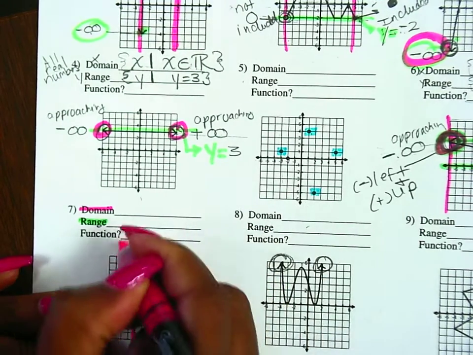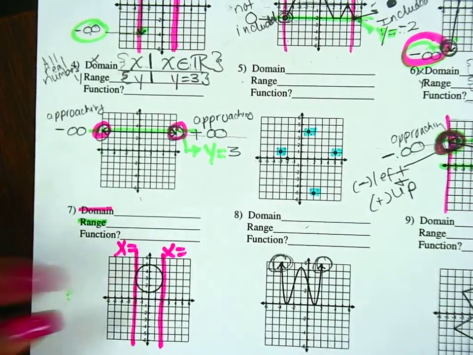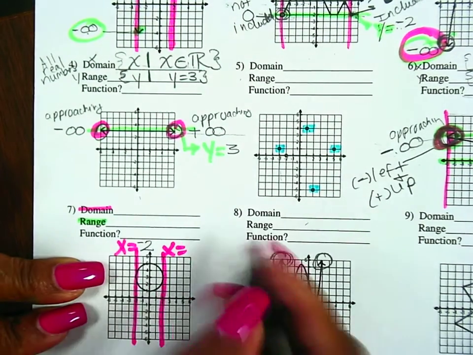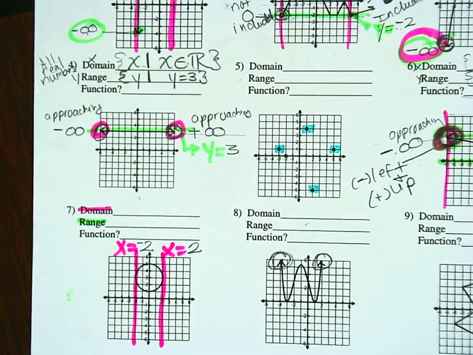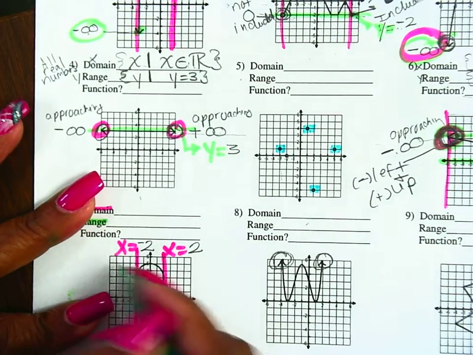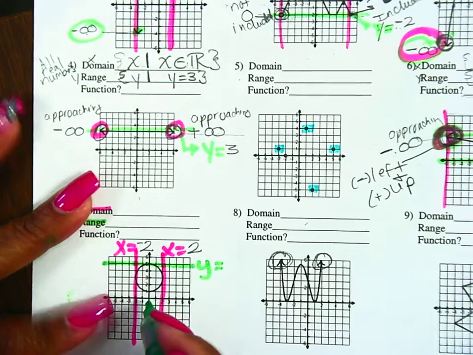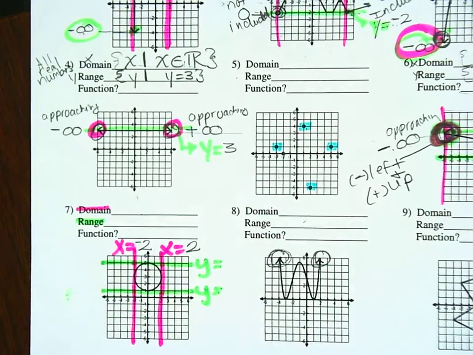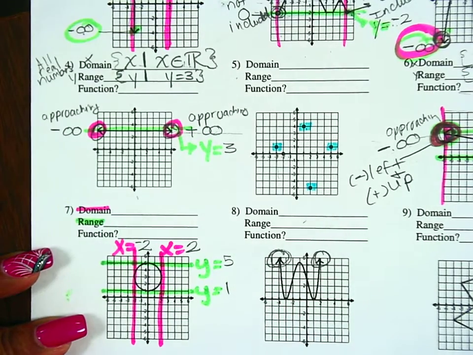So here we have x equals. How far did I go to the left? I went to x equals -2. It just goes to -2. Then to the right, it goes to +2. Then I'm going to go ahead and fence it in. For the upper bound, how high does it go? What is the maximum? It's y equals 5. And how low does it go? Y equals 1. So we have here 5 and 1.